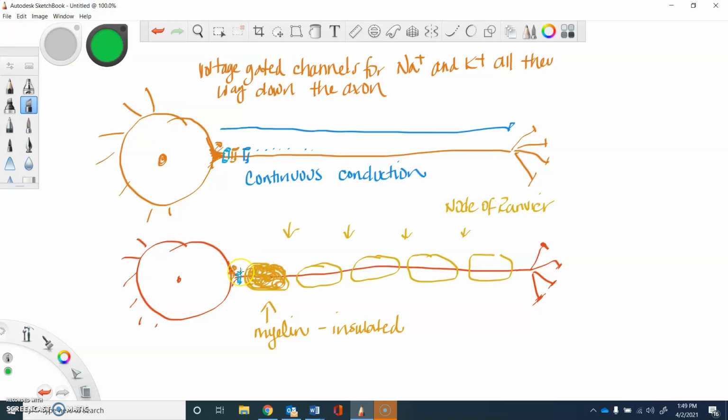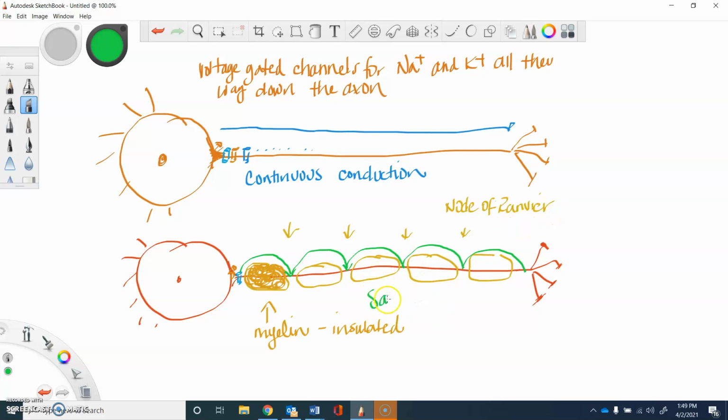So the voltage then hops from here to here, to this node. And there'll be channels with gates there, sodium and potassium, so those will open on that node. And then when it runs into the next myelin, it will jump again to the next one. Same thing will happen on that part of the axon that's exposed. Those gates will open and close, and then it will jump to this one, and then to this one, and then to here.